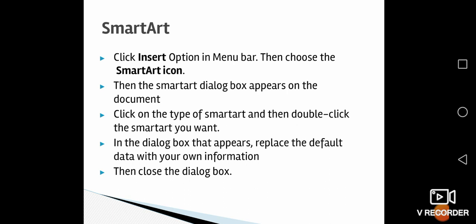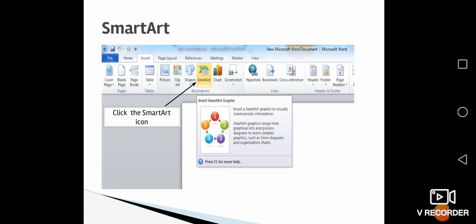Just click the Insert option in the menu bar, then choose the smart art icon, then the smart art dialog box will appear on your document. Then select the type of smart art, then double click on the smart art you want, then the dialog box will appear, then the default values have to be changed to the data that you like. Then close the dialog box. Automatically the data will be changed on the picture. Just go to the Insert option in the menu bar, then choose the smart art icon.